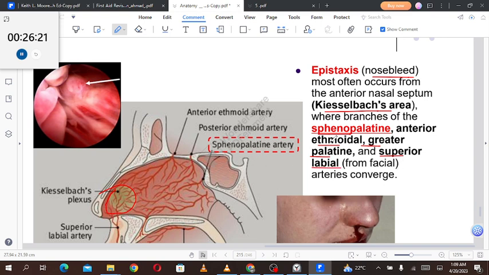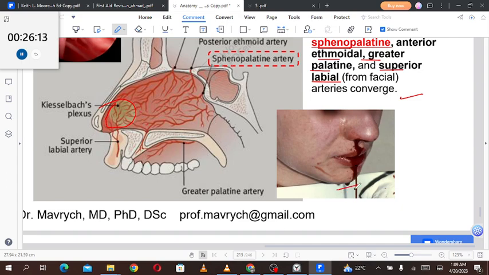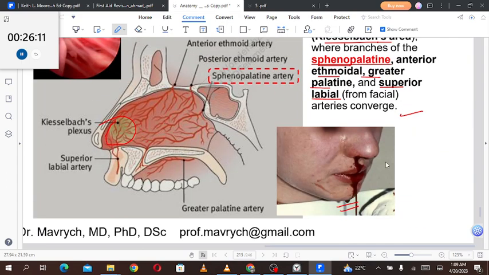What are the 4 arteries which converge over there? Sphenopalatine, anterior ethmoidal, greater palatine, and the superior labial. So they converge over here, and resultantly there will be a nosebleed, which comes from the Kiesselbach plexus. There are also some other plexuses, like the Woodruff plexus over here, which causes posterior, post-nasal drip of blood, and there are some other sites of epistaxis as well, but the Kiesselbach plexus is the most important one.